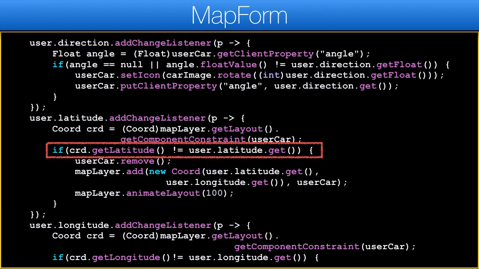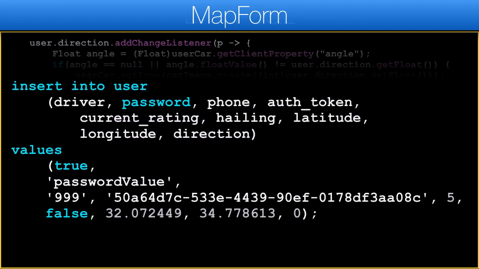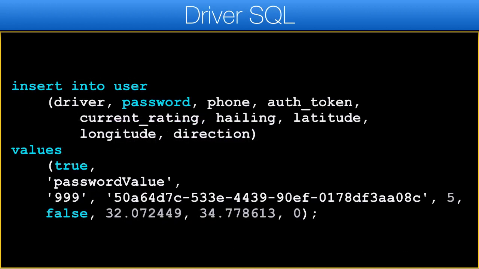We update latitude and longitude separately, but we need to guard against duplicate changes, so we first test the existing value. We can't replace a constraint in the layout, so we remove the component and add it back. Animate layout should still work in this case, and it will move the car gracefully to its new position. Once all of this is done, we should be able to see everything working.